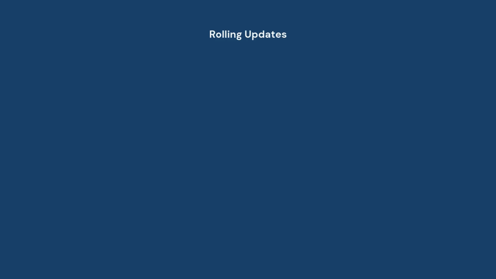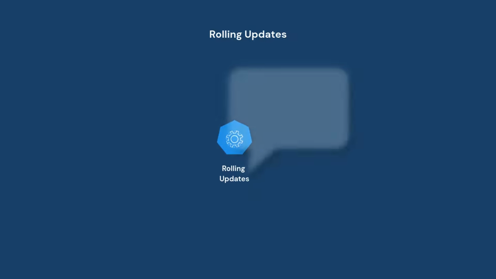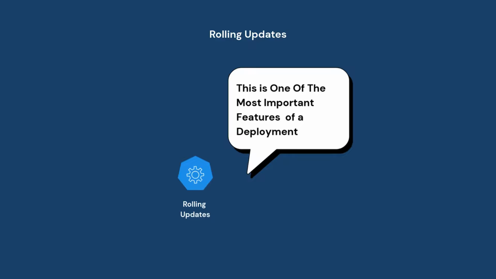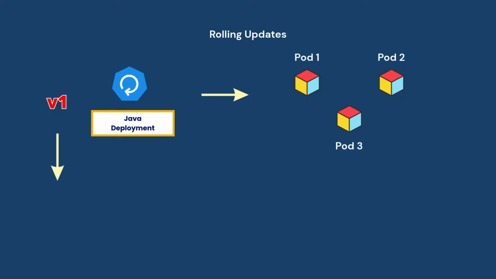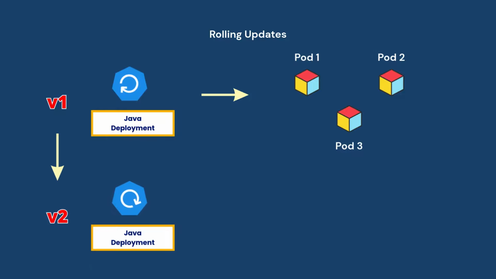Alright, so now let's talk about rolling updates in Kubernetes. This is one of the most powerful features of a deployment. Imagine you have deployed your Java application with 3 pods. Now you release a newer version of the image. Instead of stopping all old pods and starting all new ones together, which would cause a downtime, Kubernetes does it gradually. Here's what actually happens.